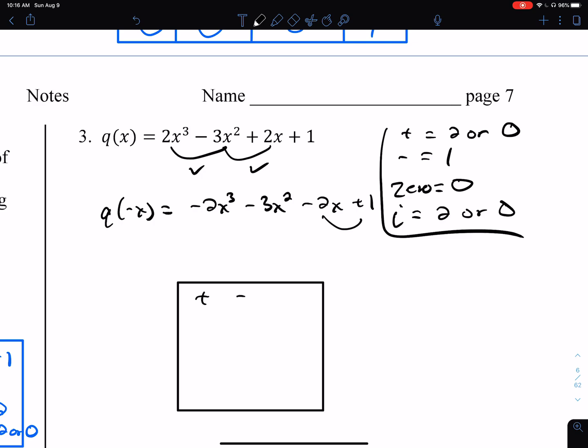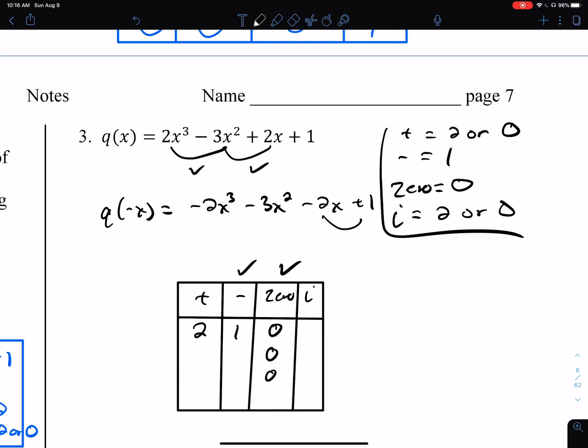I got my positives, my negatives, my zeros, and my imaginary. I know my negative one is 1. That can't be changed. So there could be 2 positive, and I know this one can't be changed either. This is 0 all the way down. Then there would be no imaginary. Or there could be no positive ones, and there could be 2 imaginary. There are no other combinations.